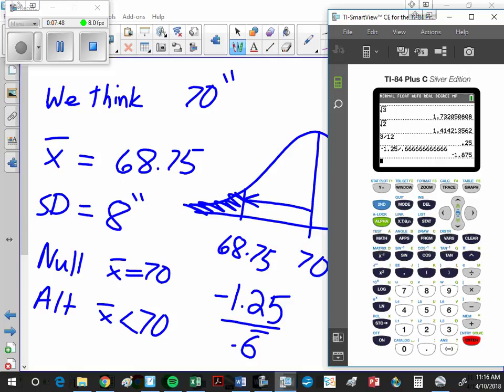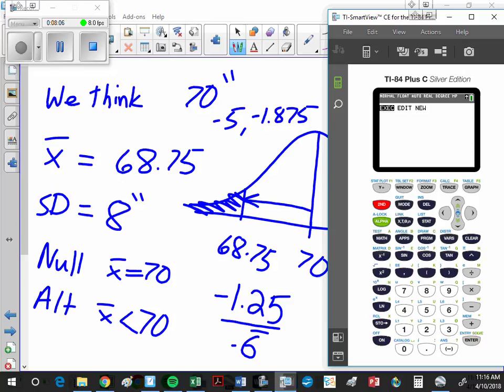Okay. Negative 1.875. Now I need to find my area. I'm going to shade norm from negative 5 up to negative 1.875. So, clear my draws and shade norm from negative 5 to negative 1.875. And I get an area of 3%. It said 0.03.